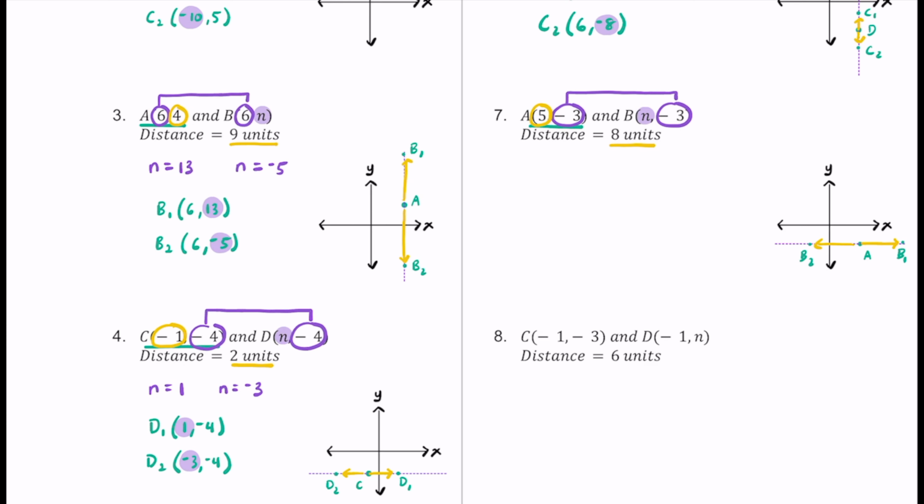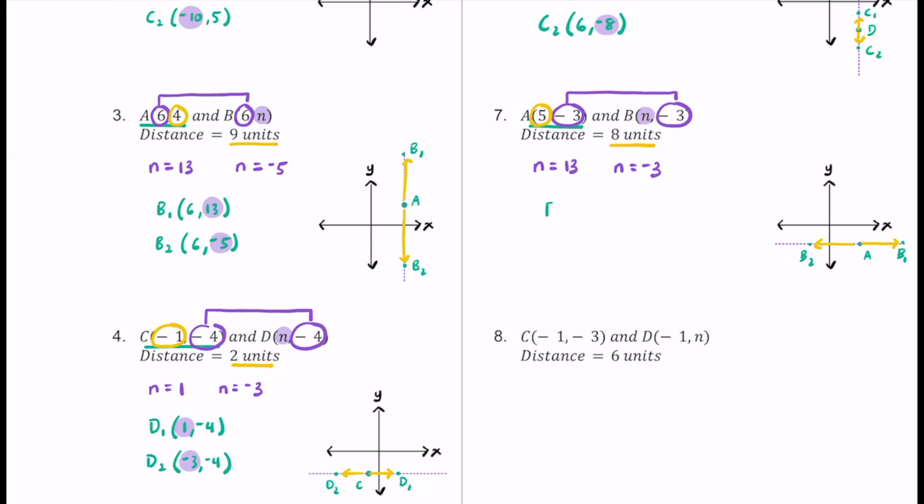Okay. Now, if we're starting at 5 here and we're moving 8 units to the right, that's really just 5 plus 8. So that's going to be 13. So one possible value for n would be 13. But then over here, we could say if we started at 5, we move 8 to the left, then 5 take away 8 would be -3. So n would equal -3. That's our second n possibility.